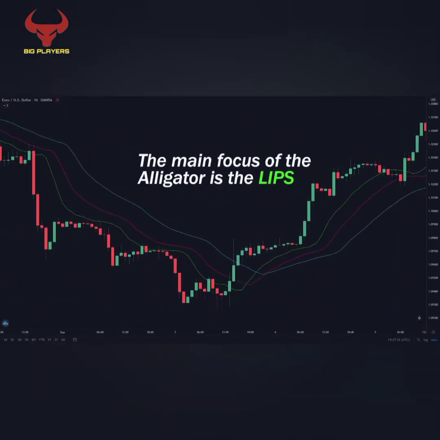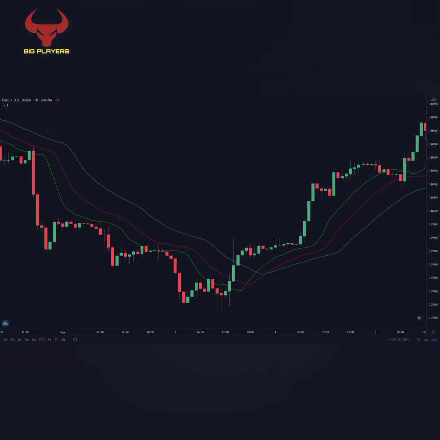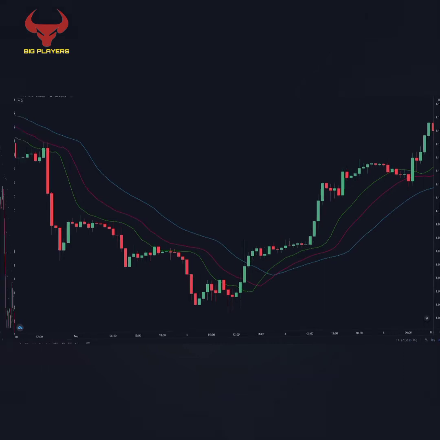So the main focus of the Williams Alligator is the lips, or the green line, which is the faster moving average out of the other 2 moving averages. The movement of the lips determines whether or not we take a long position or a short position. So the way we use the indicator is actually very simple.